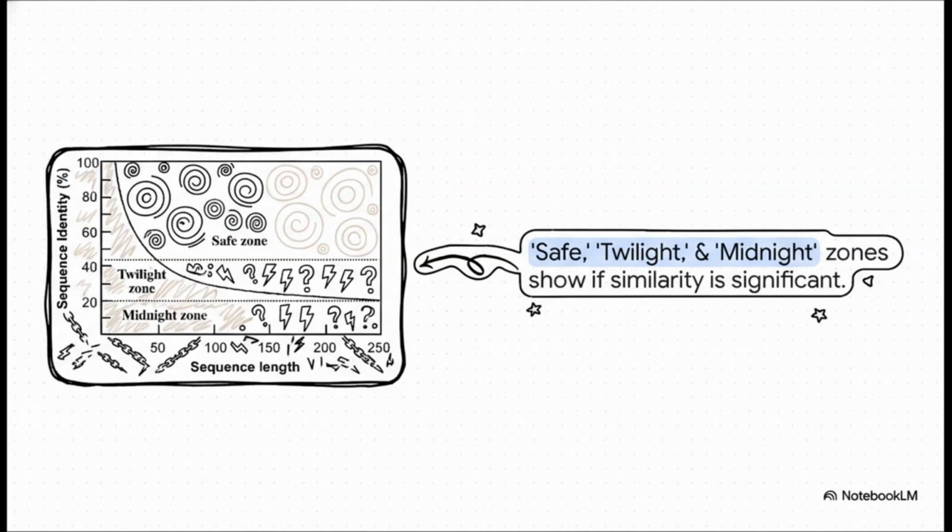It plots the length of a sequence against the percentage of identical letters, and you can see this curve, right? It shows us that for really short sequences, you need a super high percentage match to be sure it's not just a random fluke. But as the sequences get longer and longer, the amount of similarity you need to be statistically confident gets much, much lower.